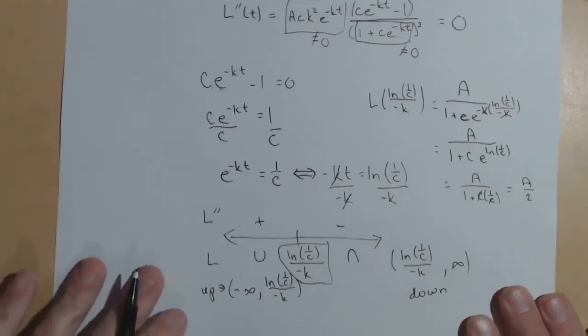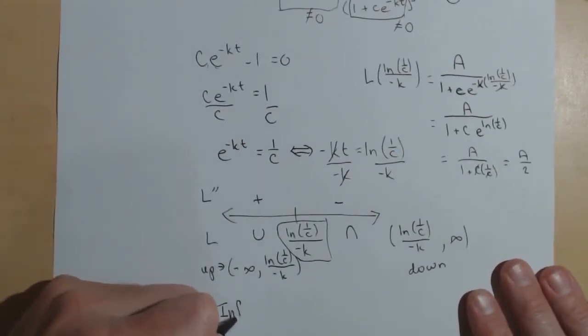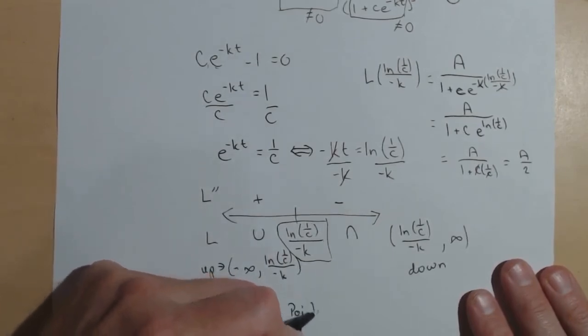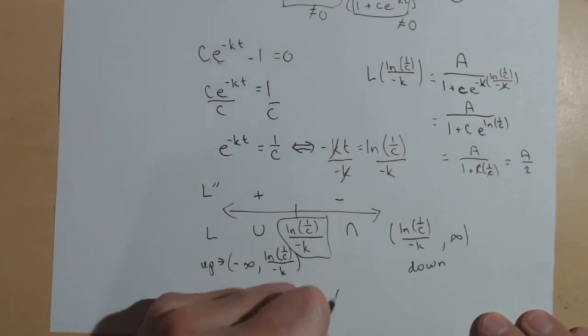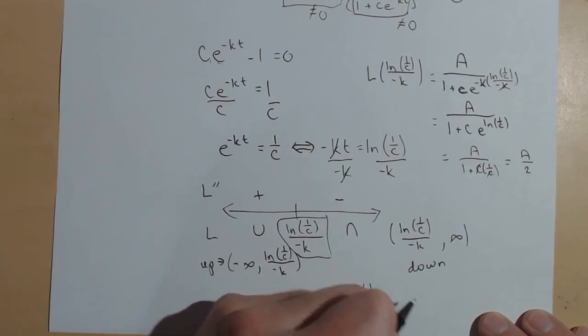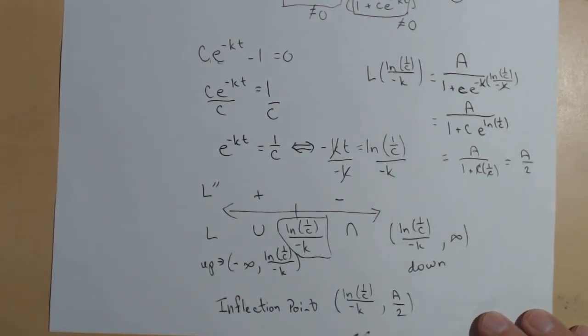So we have an inflection point for our logistic function at the point ln of 1 over c over negative k, comma a over 2. Notice there's no x in here, so this inflection point is based on those coefficients a, c, and k. So based on those coefficients, we can always figure out what our inflection point will be for this family of functions.